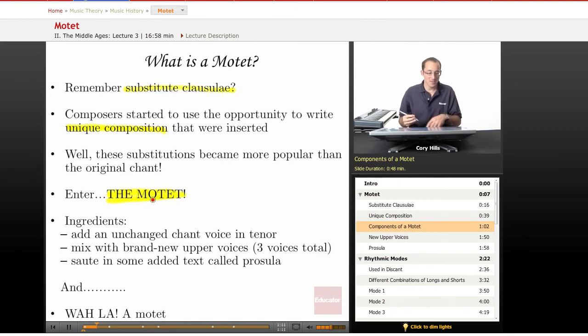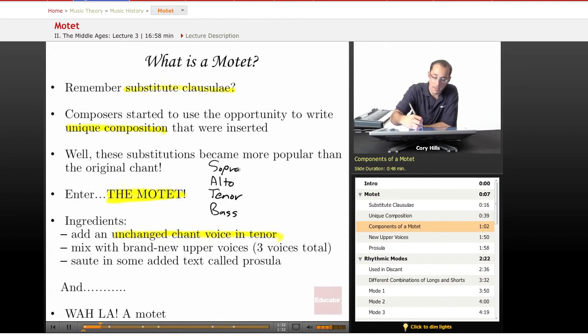Well, ingredients. Add an unchanged chant voice in the tenor. Now, I don't know if you remember this or if you just know it, but we have bass, tenor, alto, and soprano. These are the four main voice types. They go from high up here down to low here. So the tenor is where we would have the chant voice. So you put the actual chant there, unchanged, just put it there.